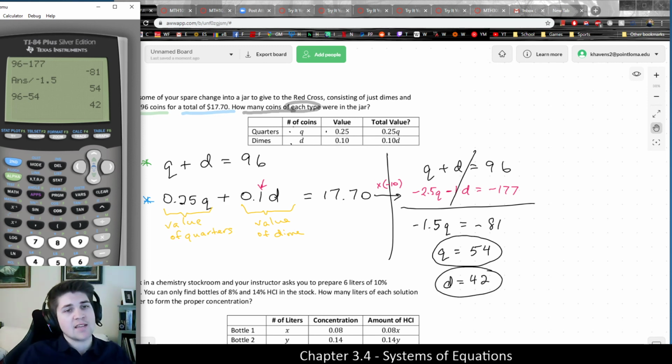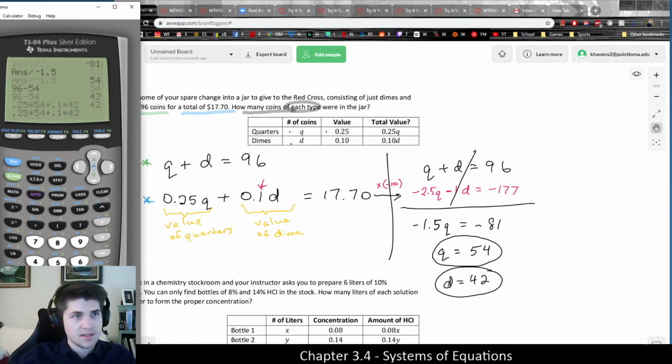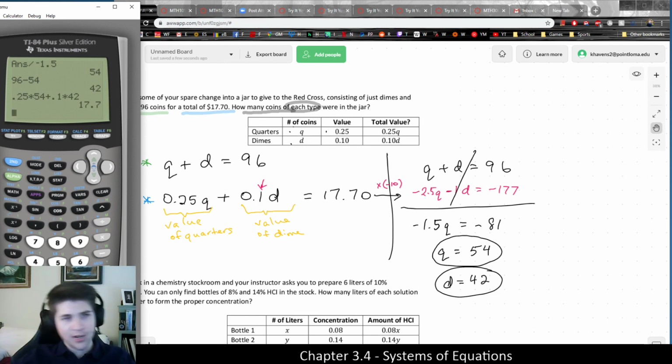And again, I could check this out. Obviously, they add up to 96, but what I have not checked is that they actually add up to $17.70. My quarters were 25 cents, so 25 times 54, and my dimes are worth 10 cents, of which I have 42. Those should all add up to $17.70, which they do, so we're good.